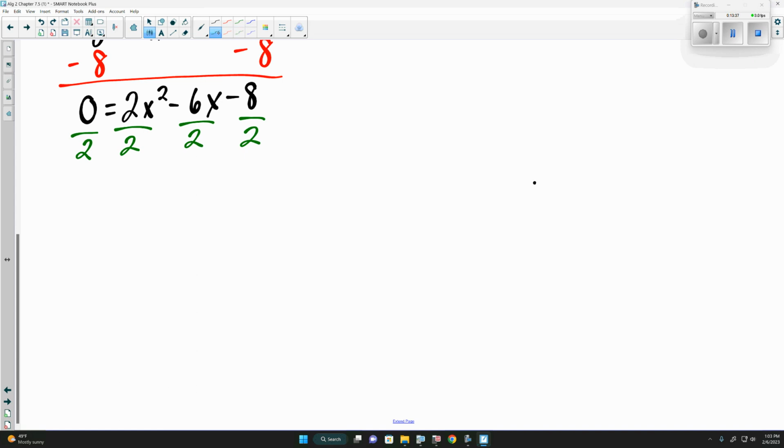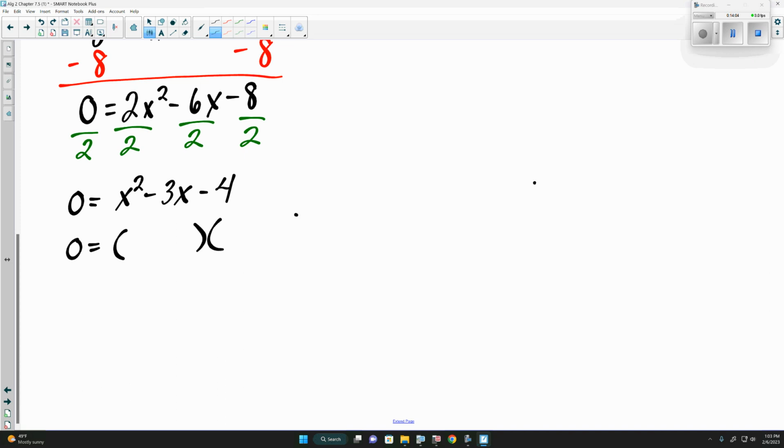And if we do this, well, 0 divided by 2 is 0. 2x squared divided by 2 is x squared. Negative 6x divided by 2 is negative 3x. And negative 8 divided by 2 is negative 4. I have a feeling it'll be a little bit easier to solve x squared minus 3x minus 4 than it is to solve 2x squared minus 6x minus 8. A little bit easier to work with.